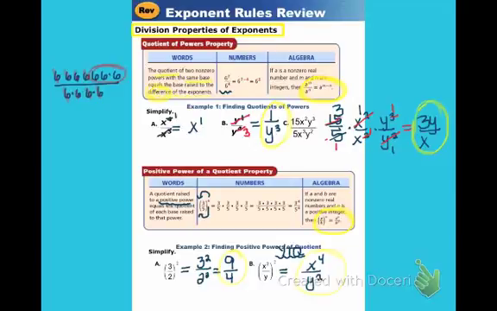And your answer should have been x to the 4th over y squared. So in this question, you had to apply both the power of a power property and the power of a quotient property as well. Let's go ahead and turn the page.